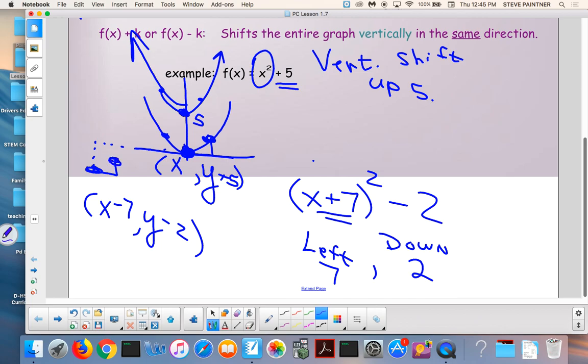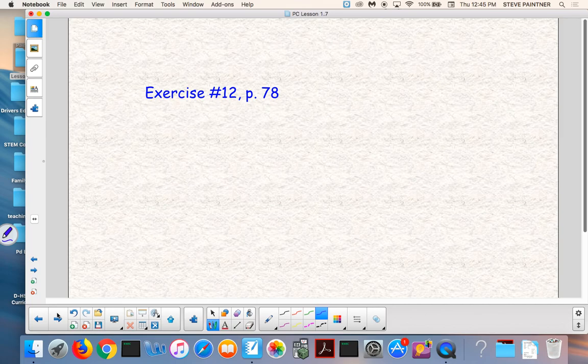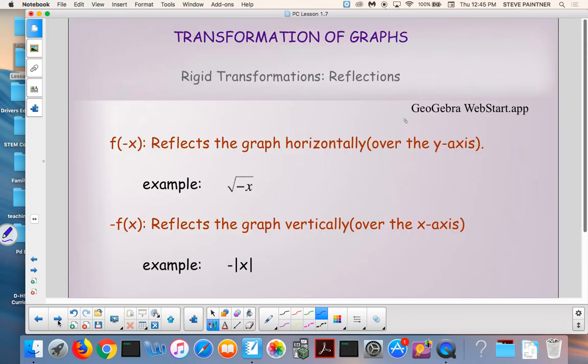The second point is over 2, up what? 4. You're going to do what? Over 2, up 4. So you can kind of see it. It's right there, right? Okay. So these are called vertical shifts or horizontal shifts, right, left, up, down. Okay. This is us practicing number 12. It's the worksheet. But you're not ready. I haven't told you enough, so we got to keep going. Go to the next one.